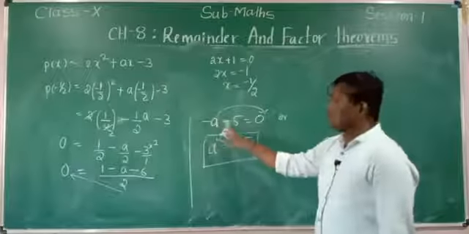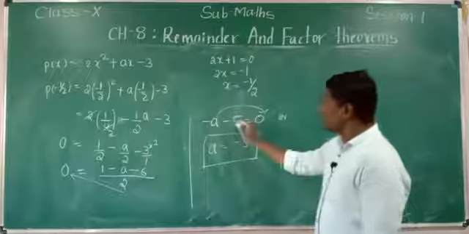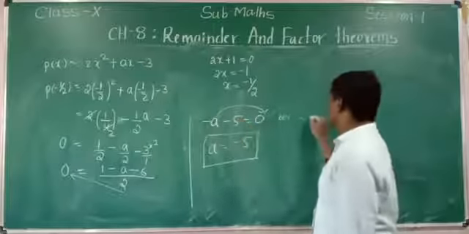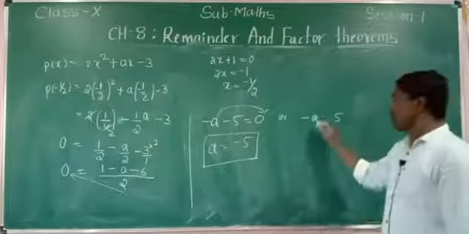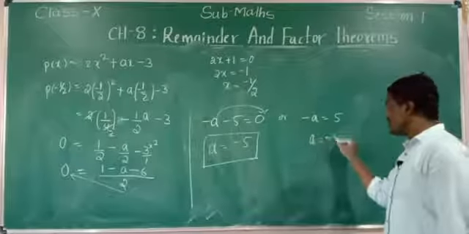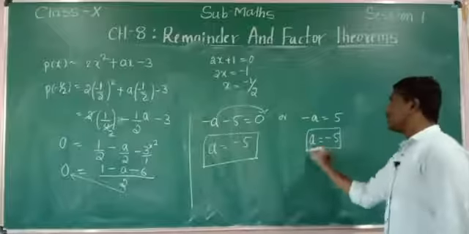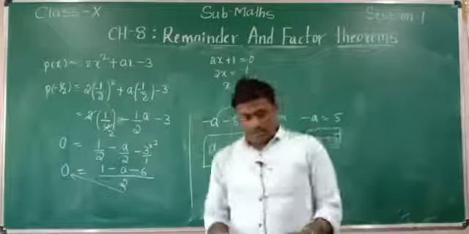minus a minus 5 is equal to 0. Take this minus 5 to the RHS side, minus a is equal to plus 5. What we need is the value of a. So then a is equal to minus 5. We'll get the same answer. Okay, see the next question.